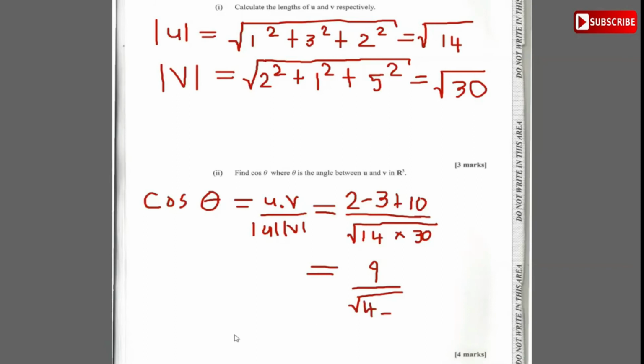So cos theta is 9 divided by the square root of 420. You can convert it to decimal if you wish. Cos theta is 0.439. That's the value of cos theta. Nice. Good.